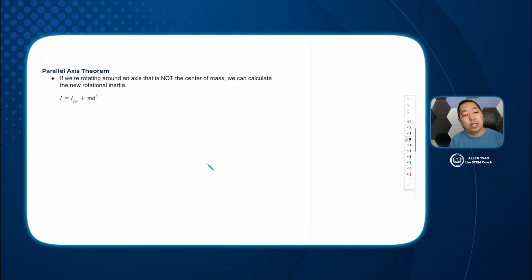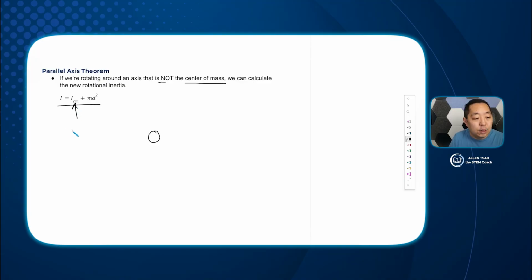Another way we calculate rotational inertia, if we are rotating around a different axis, is the parallel axis theorem. This is something you do need to know for AP Physics 1 and AP Physics C. If we're rotating around an axis that is not the center of mass, we can calculate the new rotational inertia by doing this equation here.